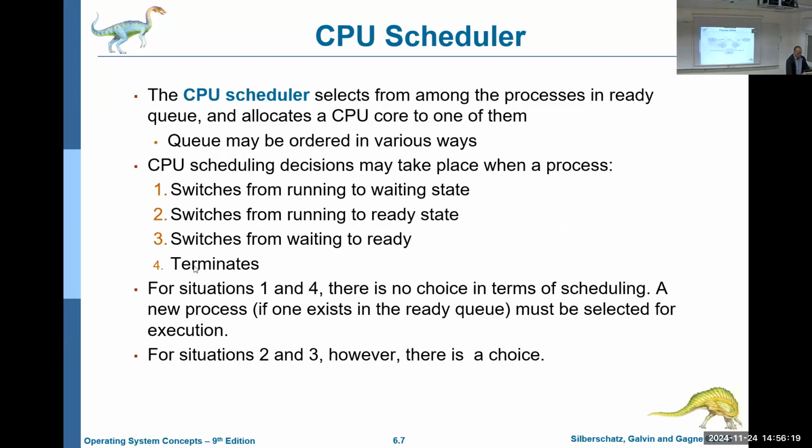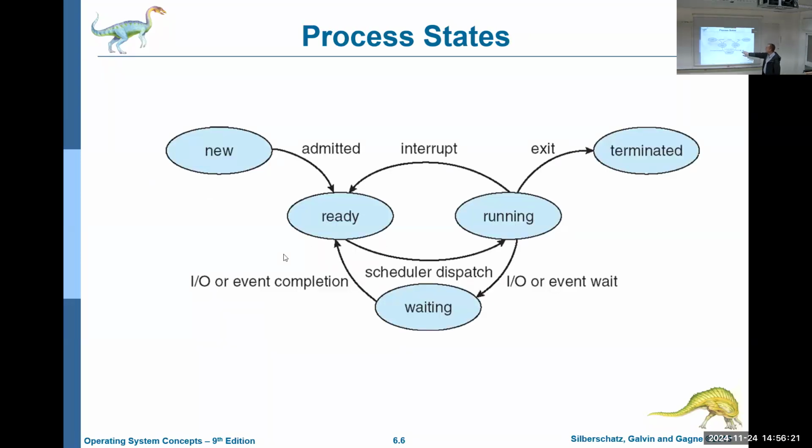Well, the 4th case is terminates. Why would I do scheduling if a process goes from terminating? Well, that's kind of obvious, right? Why does a process going from running to terminated make me do scheduling? Because the CPU is now available. He's no longer running. So somebody should go in.